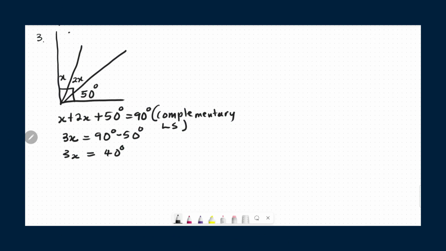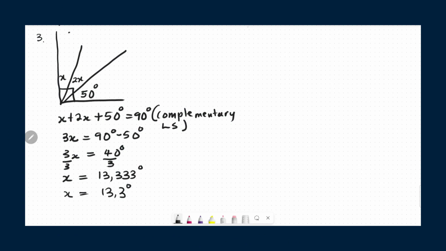So to get our angle, we divide by 3, divide by 3. So x is equal to 13.333, and it continues like that, degrees. So I round off to 1 decimal place. Therefore, x is equal to 13.3 degrees.